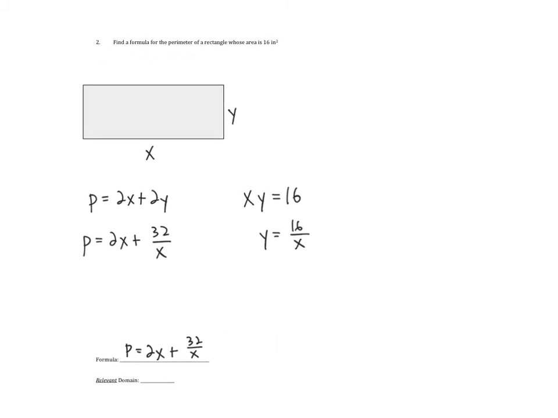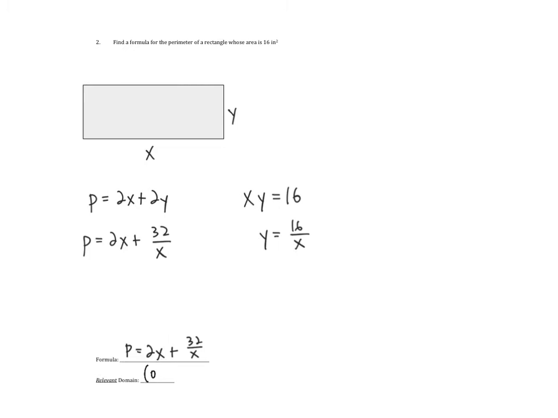Okay, so let's graph that. Actually, sorry, before we graph it, let's think about the relevant domain. And then once we see the graph, it'll make sense. Okay, so relevant domain, really this x is this side. So this side, the smallest it can be is 0. You know, it can't be 0, but we'll do parentheses 0.